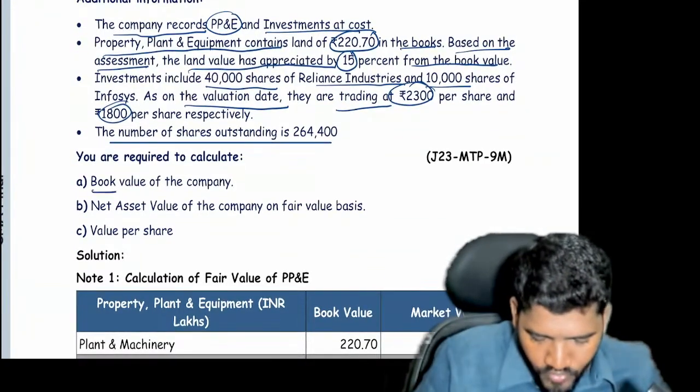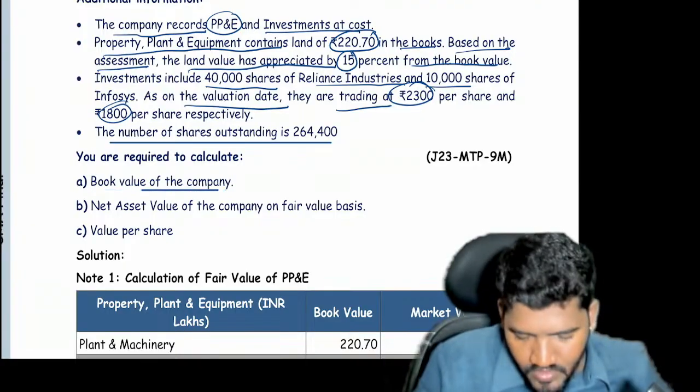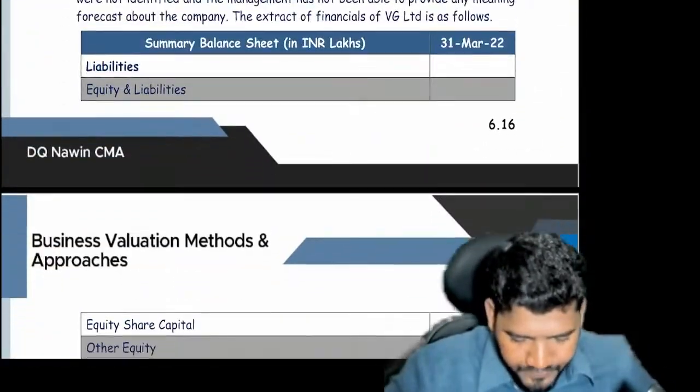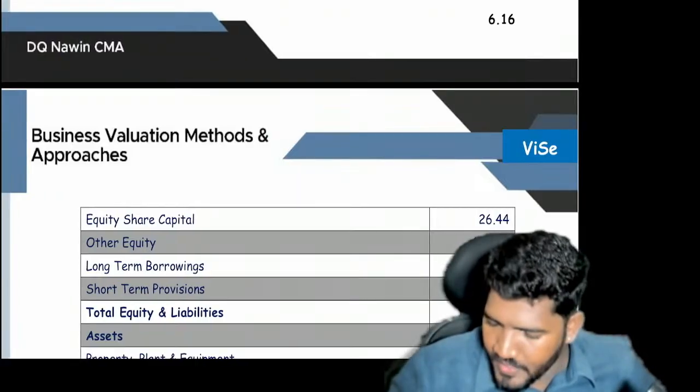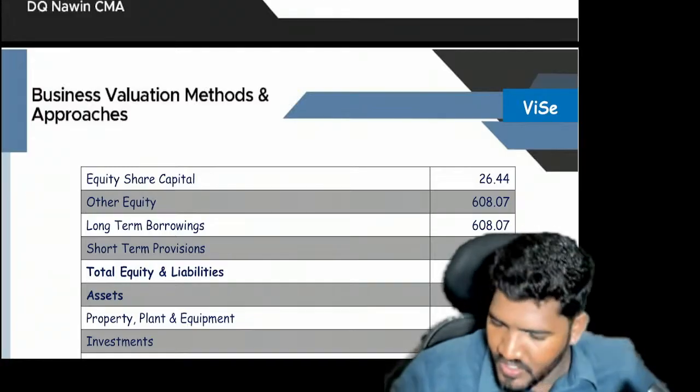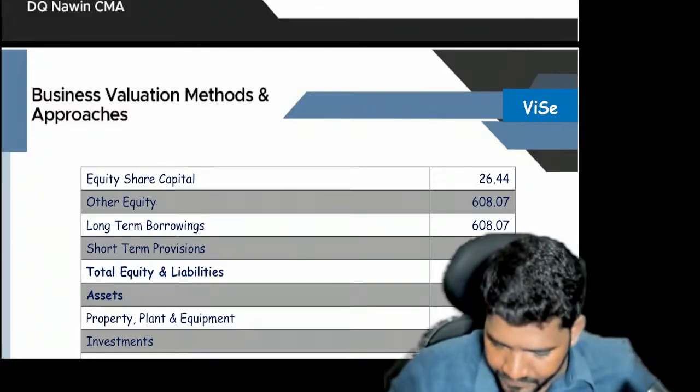So first you have to figure out the book value of the company. I already said book value of the company, from the liability side point of view: equity share capital 26.44, plus other equity, which is nothing but reserves and surpluses, 608.07.